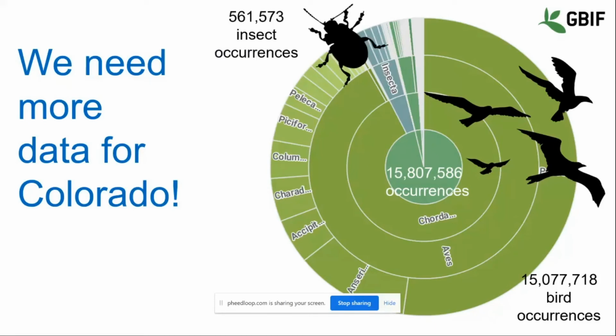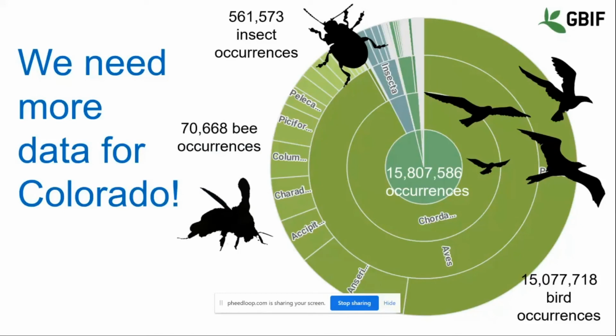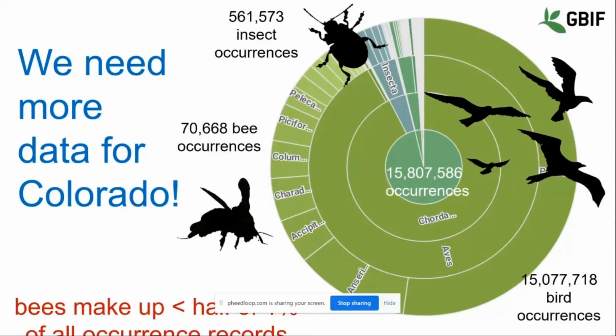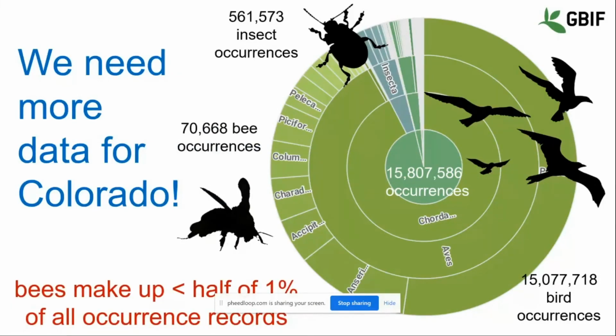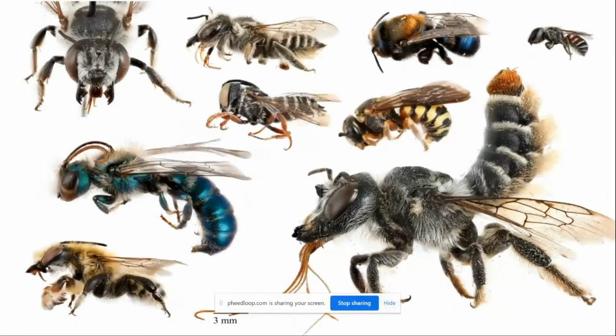Insects are much more depauperate, 500,000 published records. That's probably an underestimate because there are so many natural history collections which have distributional data. We just haven't yet got them published. We're working on it. When you look at bees, there's about 70,000 published records for Colorado. And while that may seem like a lot, to put it in context, that means that bees make up less than half of 1% of all distributional occurrence records that we have to assign conservation status. What that tells me is that we need lots more data, and we need you guys and other people to collaborate in helping us get that kind of distributional knowledge.